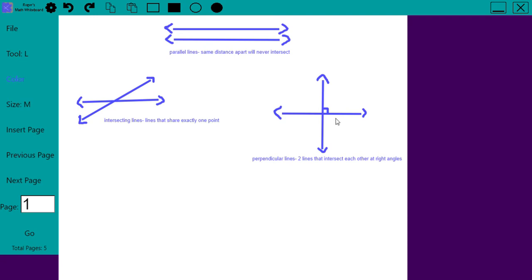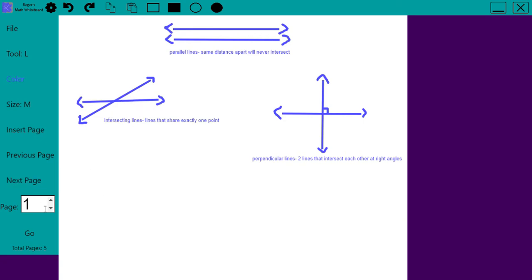And then we have perpendicular lines, which are two lines that intersect each other at right angles. So right here, these two lines intersect, making right angles. And most times you'll have a little square right here signifying that it's a right angle. And off our definitions, perpendicular lines are also intersecting lines because they have one point of intersection. But intersecting lines are not perpendicular lines due to the fact that intersecting lines don't intersect at right angles.